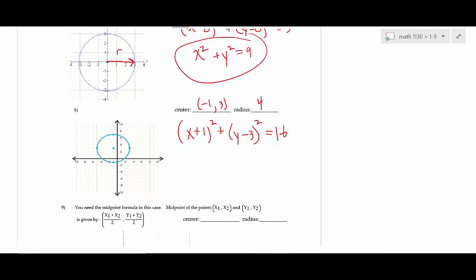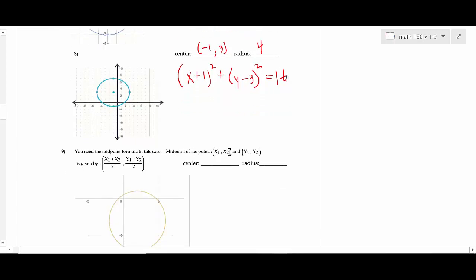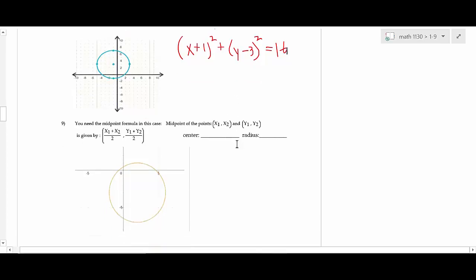Now, what we're going to do next here is we're going to move on to what we call the midpoint formula, because sometimes when you're working with lots of different varieties of applications, a lot of times you need to know the midpoint.